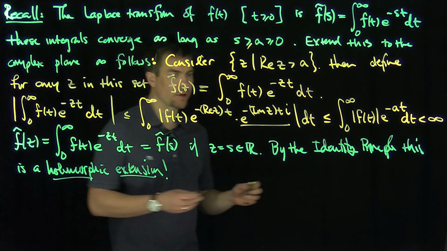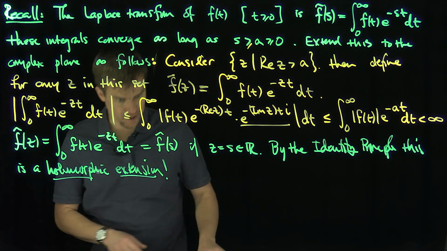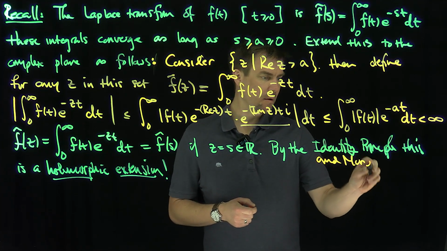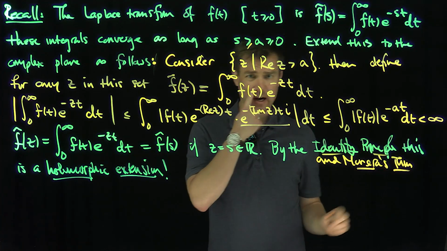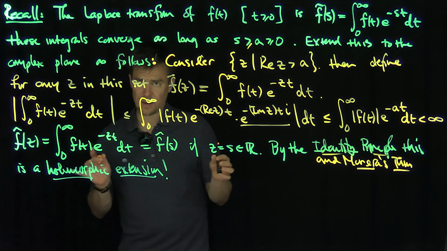It's actually from the identity principle and Morera's theorem, right? Because if I integrate this over a triangle, that's going to be 0 by Morera's theorem. So the identity principle and Morera's theorem. Okay, so two high-powered results actually. The identity principle and Morera's theorem allow me to extend the Laplace transform to the complex plane.